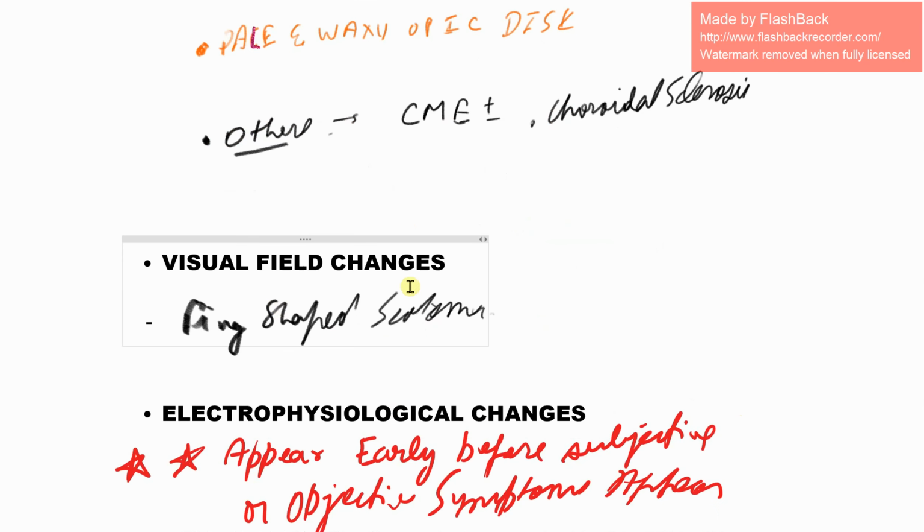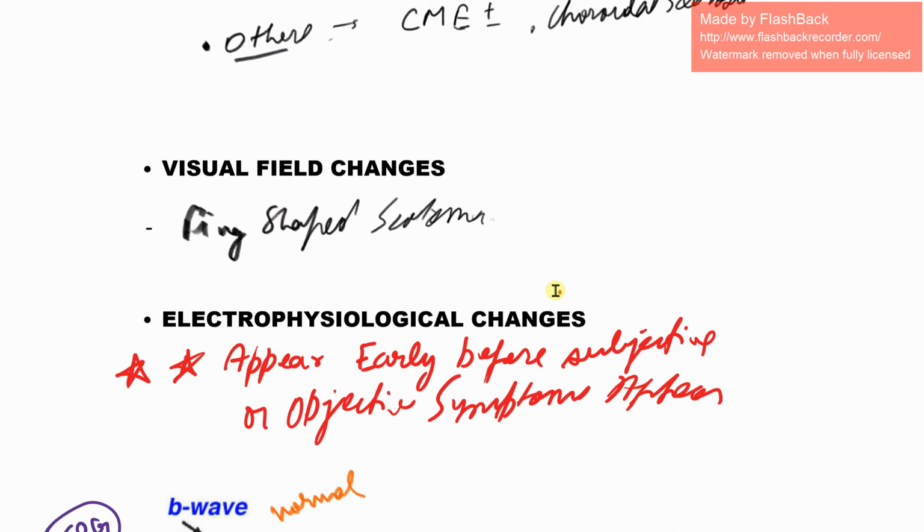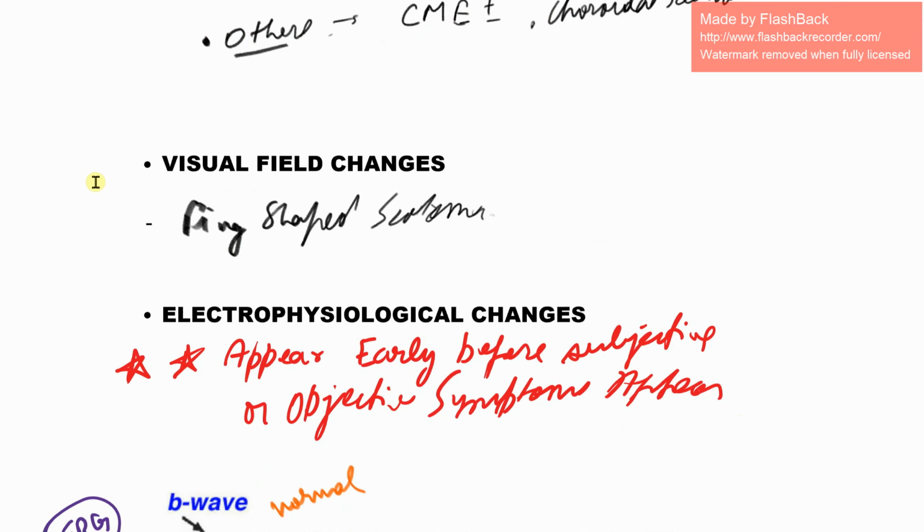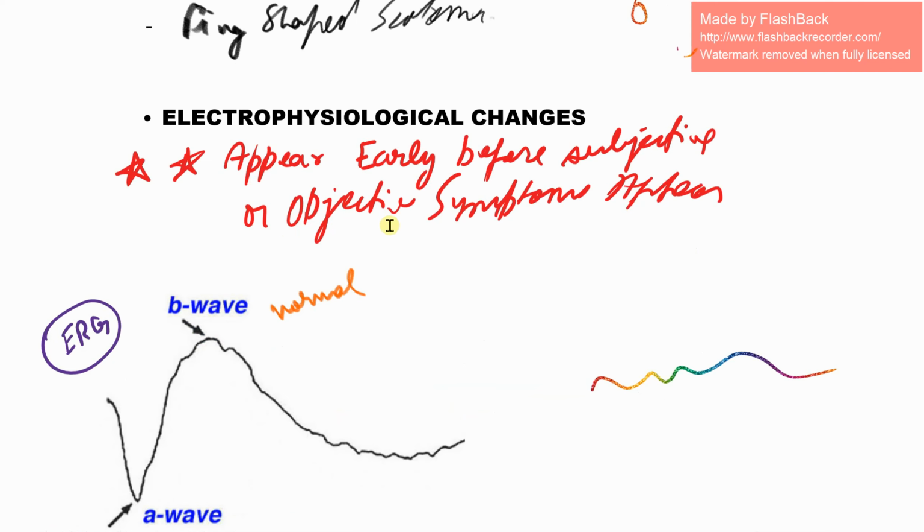What are the visual field changes in retinitis pigmentosa? There occurs the presence of the ring-shaped scotoma. Why ring-shaped scotoma? Because in retinitis pigmentosa, first there occurs the destruction of the pigment cells of the peripheral retina. So there occurs the ring-shaped scotoma.